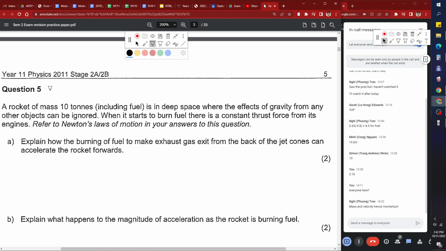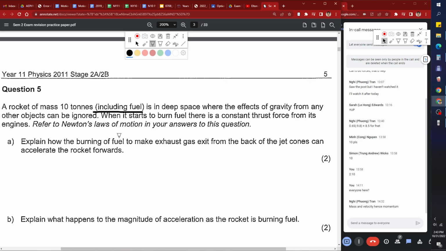A rocket with a weight of 10 newtons, including the fuel. Including the fuel, that's kind of important the way they said that, because the total mass is the rocket and the fuel. It is in deep space, so it's outside the effects of gravity, where the effects of gravity from any other object can be ignored. So we don't have to worry about weight force. When it starts to burn fuel, there is a constant thrust from its engines. Okay, so that means the applied force is constant.